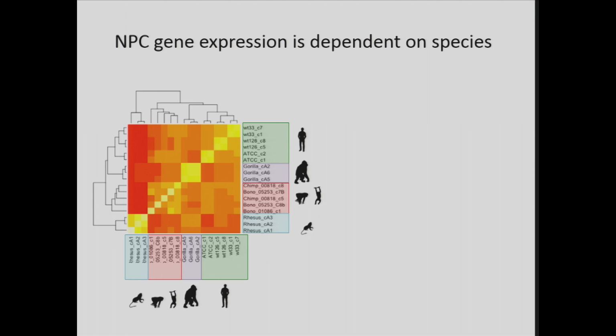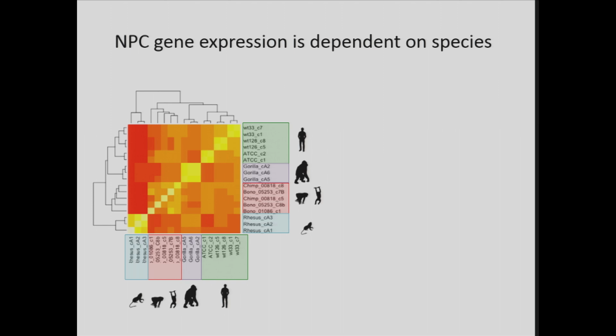Next to that are the gorilla, then the chimp and bonobo, and then finally the rhesus in blue. The more yellow a box is, the more highly correlated the samples are with one another. And you can see that the humans are highly correlated with one another, as you would expect. And actually, it's true of all of the species. They're highly correlated within one another.